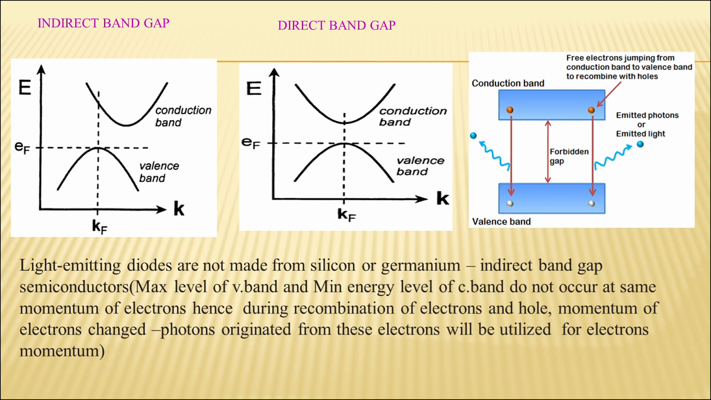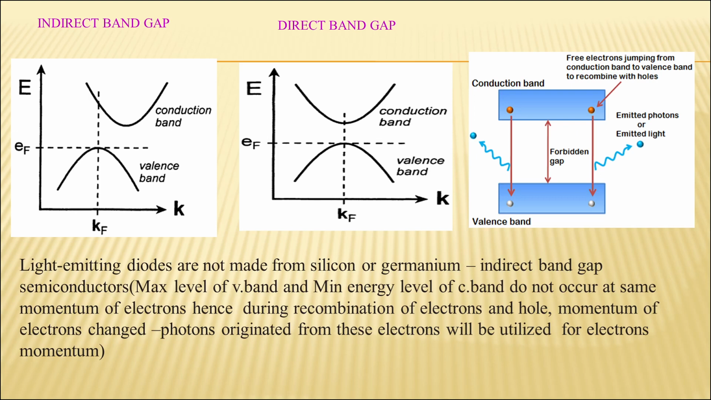LEDs are not made from silicon or germanium because they are indirect band gap semiconductors. In an indirect band gap semiconductor, as the first figure shows, the maximum level of the valence band and the minimum energy level of the conduction band do not occur at the same momentum of electrons. Hence, during recombination of electrons and holes, the momentum of electrons changes, so the energy is used up for the electron momentum rather than photons.